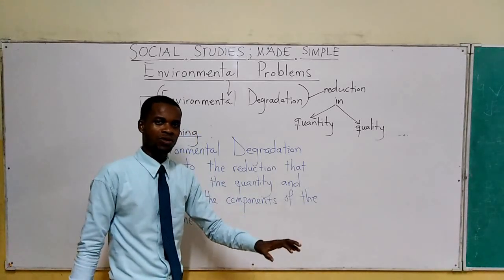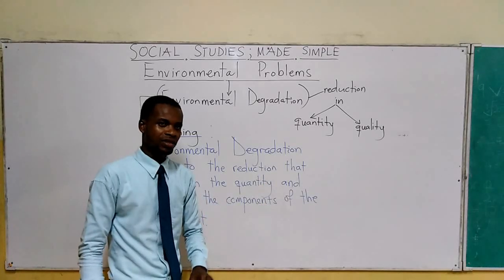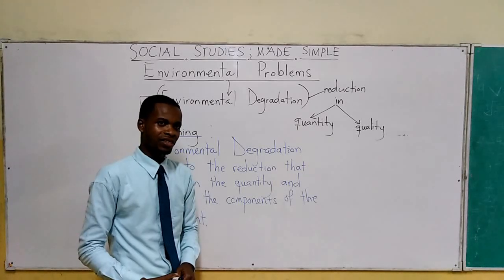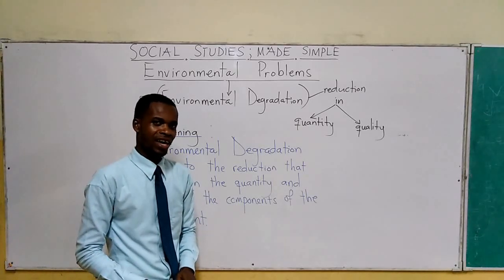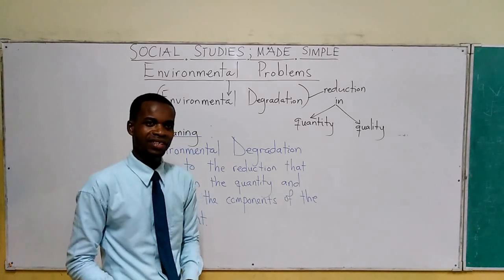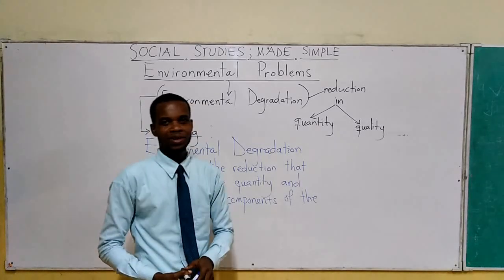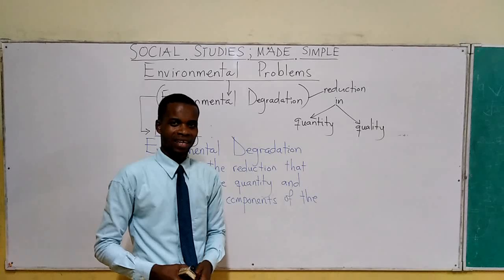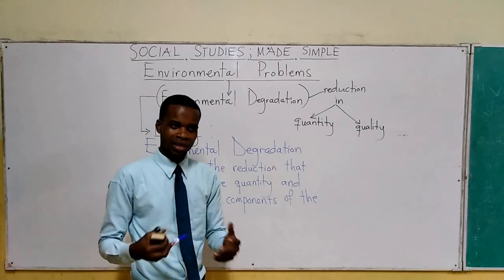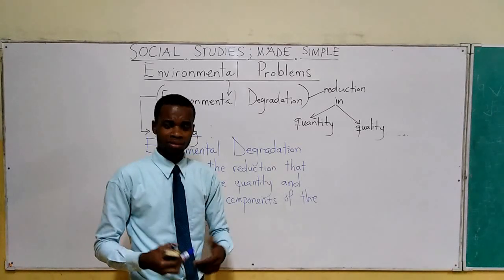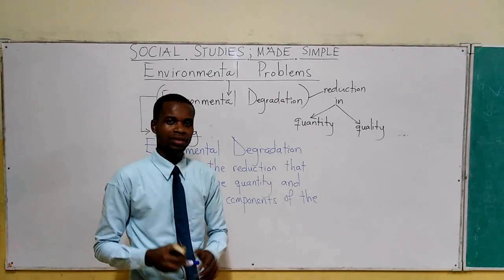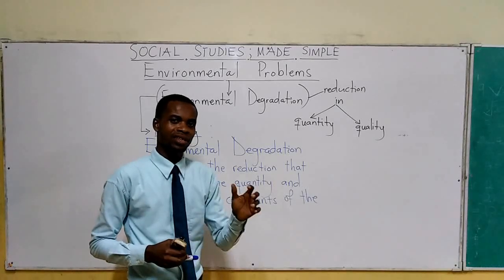There are 3 forms of environmental degradation, namely, air pollution, water pollution, and land pollution, or you can say land degradation. That would be appropriate. You can still say land pollution. You can also say land degradation. But with water and air, just stick to water pollution, air pollution.